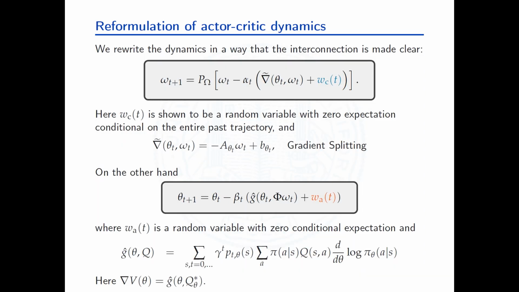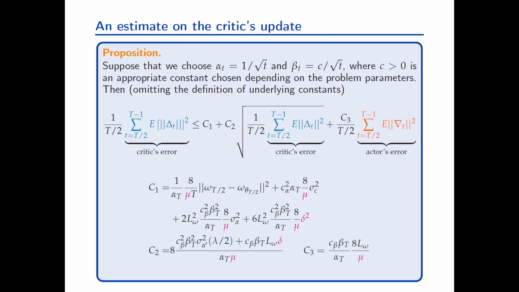Now let's see what I can tell you, okay? I mean, the analysis of this is not easy, but I'm just going to show you what we can obtain on these two estimates, right? So here's the first result, okay, on the critic update. The interesting part to keep in mind is we're taking alpha t, beta t of the same rate. That's why it's single time scale.